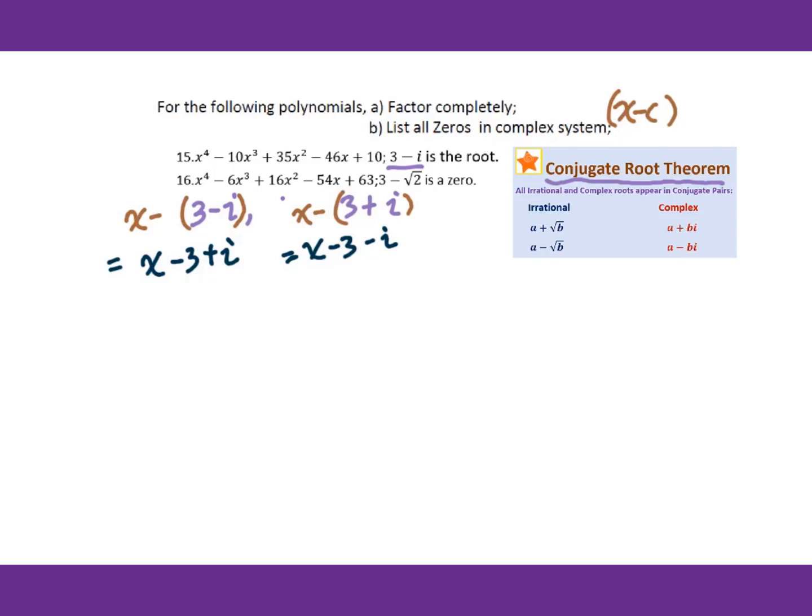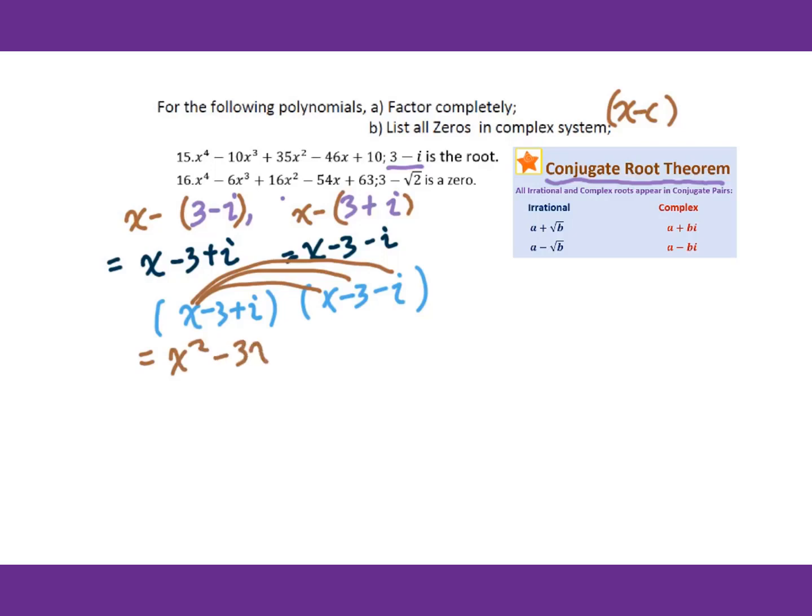Then we multiply these two factors, x minus 3 plus i times x minus 3 minus i. Just do the FOIL like this. You will get x squared minus 3x minus xi. Then you go to this one.